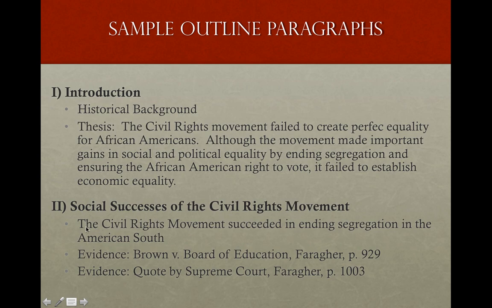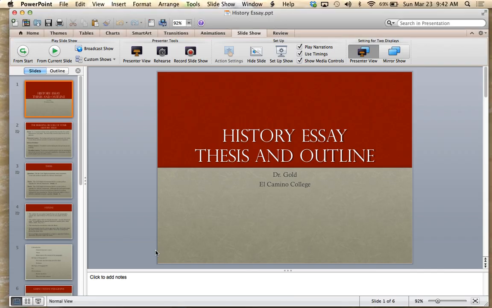So the first paragraph in that sample essay begins with the idea that the civil rights movement succeeded in ending segregation in the South. And that is going to be the main idea for that paper. And here is the evidence that the student is going to use. They're going to elaborate on this main idea, and then they're going to prove it with this evidence. So don't forget the evidence.